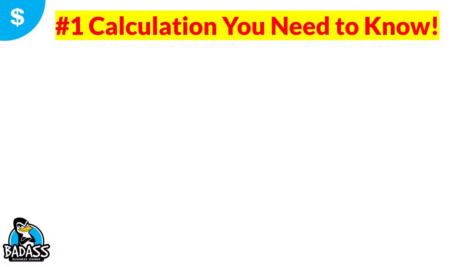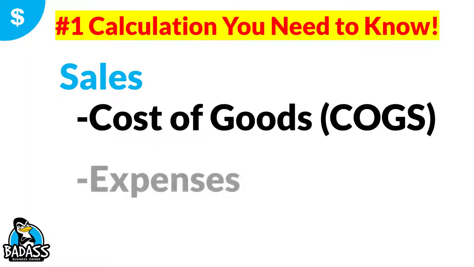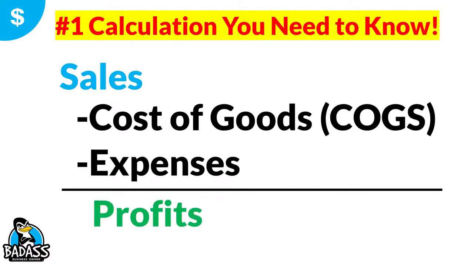All right, so before we begin, it's really important you understand this number one calculation that I teach everybody, and it's going to make sense when we take a look at markup in a moment. Number one calculation: sales minus cost of goods minus expenses equals your profits. I preach this in every video, so if you've been watching, you hear me say this all the time. Sales minus cost of goods minus expenses equals profit.